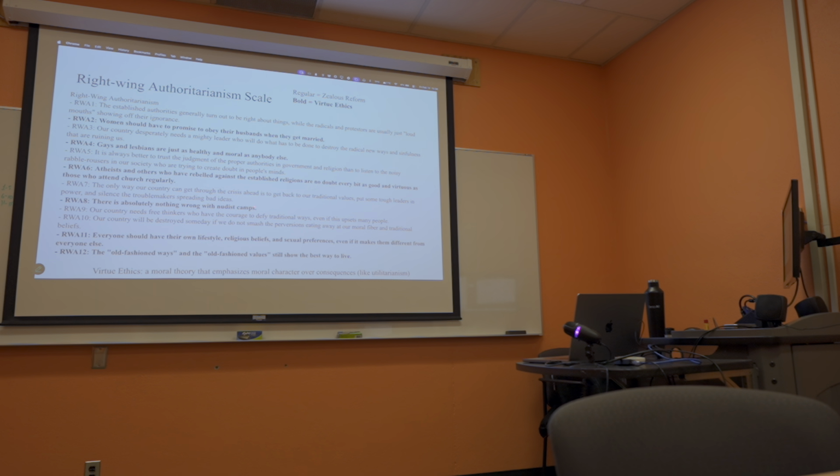Apparently nudist counts as part of virtue ethics, which, I don't know about that. And in case you're not sure about virtue ethics, this is the moral theory that emphasizes character over consequences. So it's just be a good person, basically. And this is how it thinks the scale should be structured with these two factors.